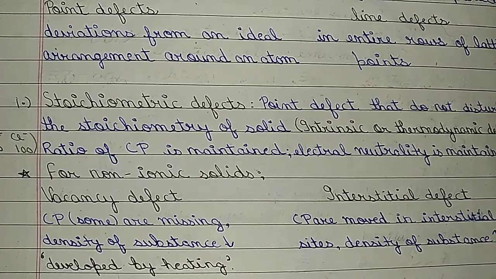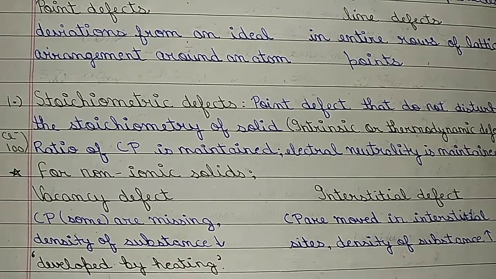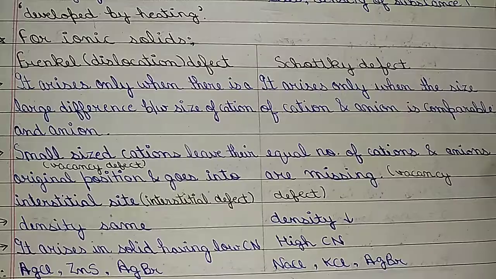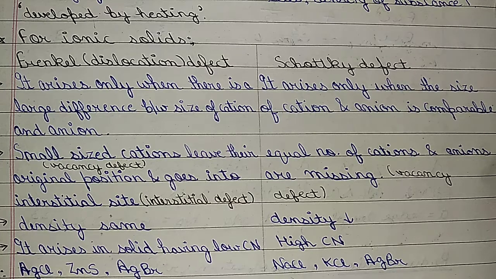In interstitial defect, constituent particles move into interstitial sites. Now what are interstitial sites? Interstitial sites are some empty spaces in which small constituent particles like cations move, and the density of the substance increases. For ionic solids, the first defect is Frenkel or dislocation defect.